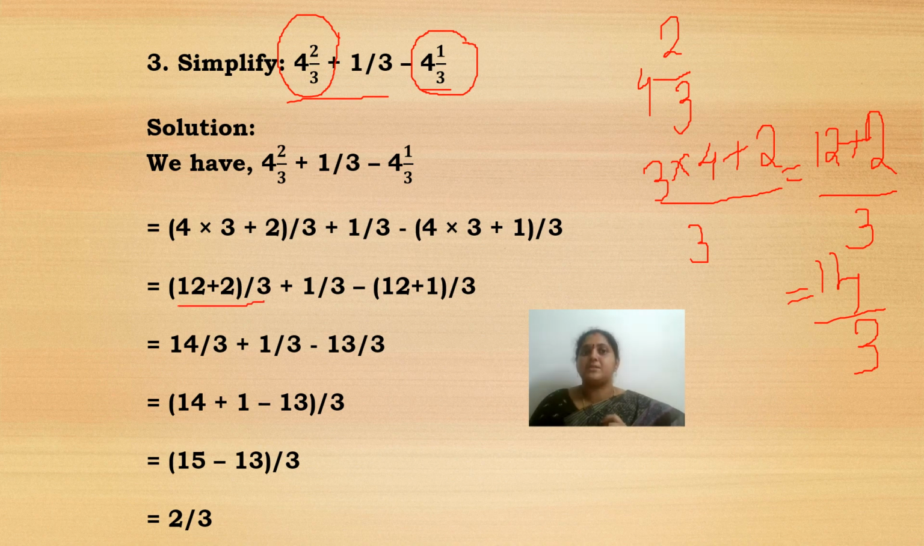This is my mixed fraction plus whatever the fraction I have taken minus again the mixed fraction number we have taken. 14 by 3 plus 1 by 3 minus 13 by 3. Now 3 is our common denominator, so take 3 as our common denominator. Now write all the numbers which are there in the numerator. 14 plus 1 minus 13, that is equal to 15 minus 13. Now what will be your fraction here? 2 by 3. This is how we are going to find out our fractions in subtraction.